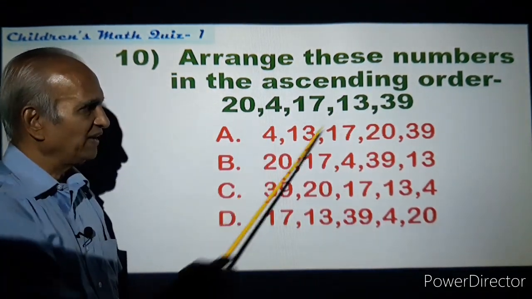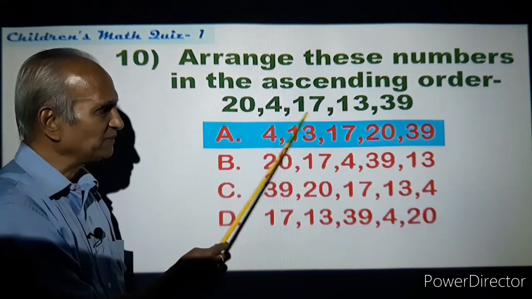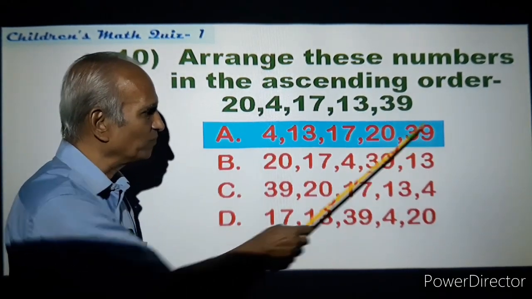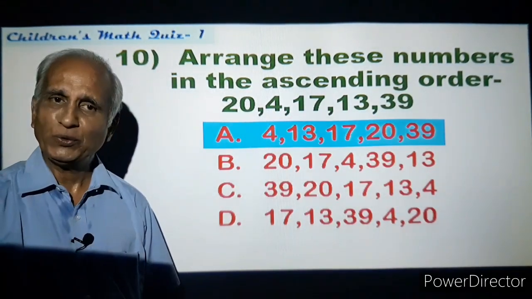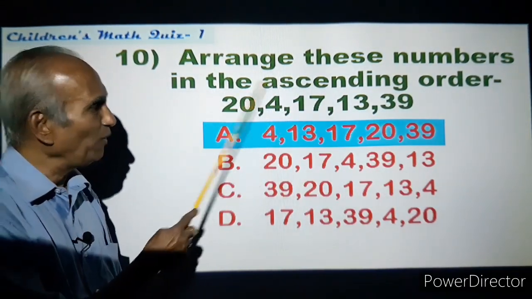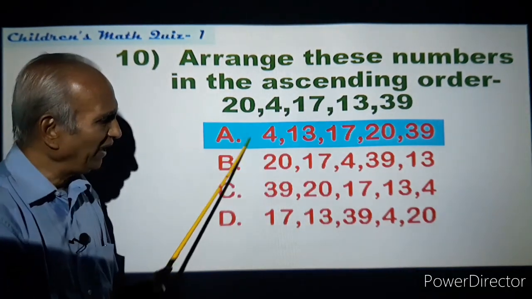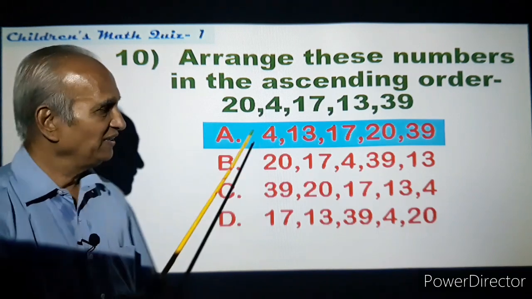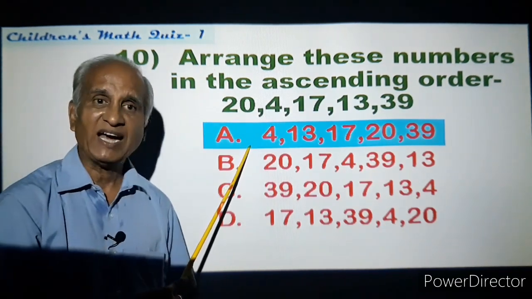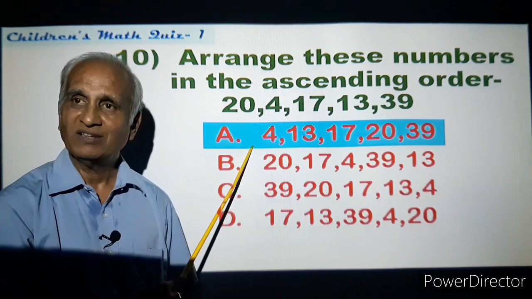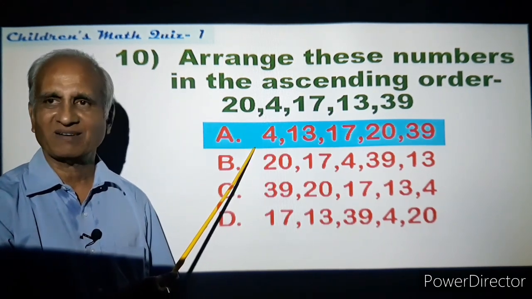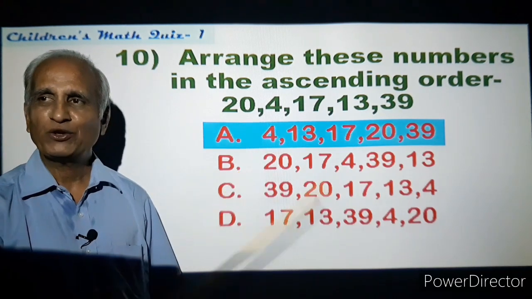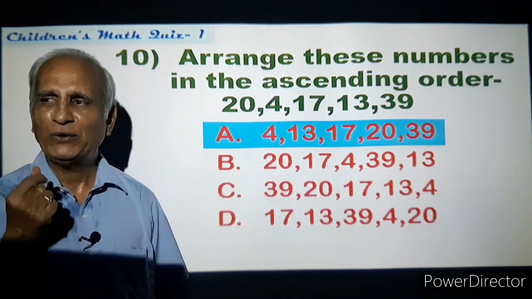4. Next comes 13. Next comes 17. Next comes 20. Next comes 39. Now here, you need not do even that much. Which is the smallest one? 4. Where else do you have 4 to begin with? You don't have anywhere. A is the only option which starts with number 4. That has to be the answer. This is where the application skill helps you. You come to know the answer within no time.